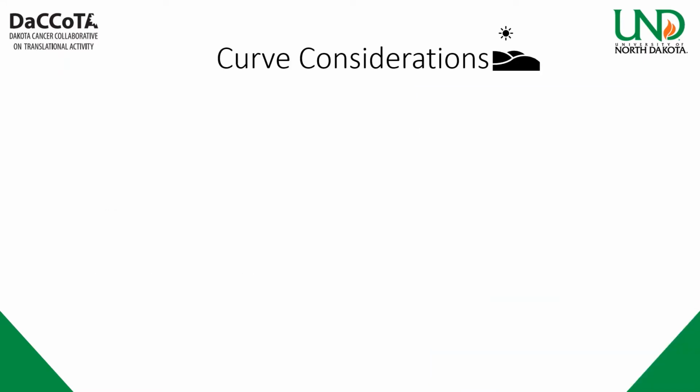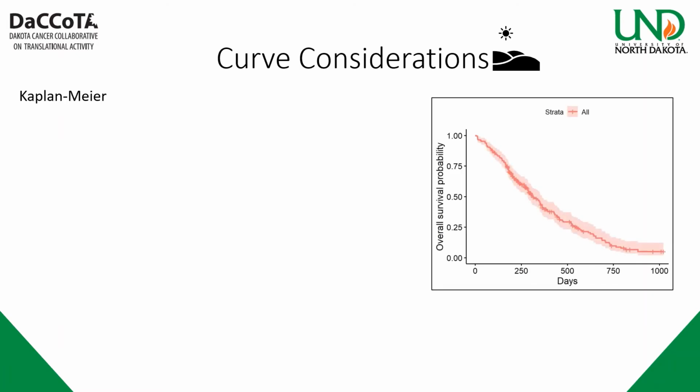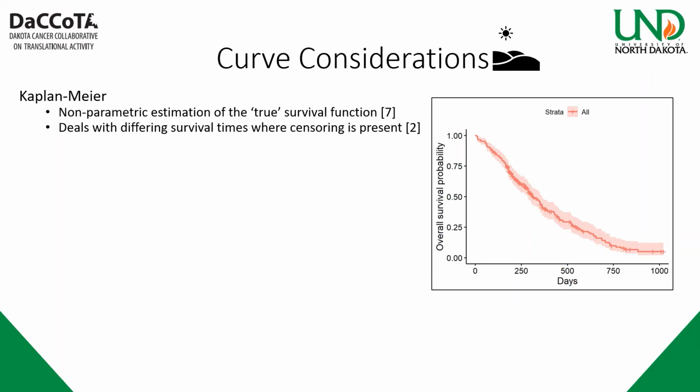Speaking of curves, let's consider them now. The most ubiquitous survival curve is the Kaplan-Meier curve. We've seen this before. To beat a dead horse, here it is yet again. We see here that it's non-parametric, so it's essentially discrete time intervals, that step-like progression. Again, this is a non-parametric estimation of the true survival function. Because this is an estimation, it's not definitive because, as I said before, there is censoring. So we don't have all the information about those censored individuals, so this estimates it. Another way of putting it, it deals with differing survival times where censoring is present. Again, if there wasn't censoring at all, we could use other more definitive methods.